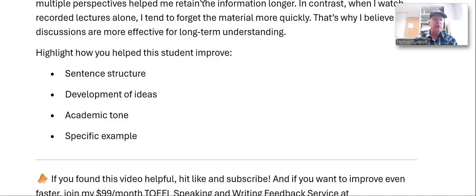So how did I hope this student improved? So the student improved in his sentence structure, development of ideas, academic tone, and by including a specific example. This is a type of feedback I provide my students to help them develop the topic, right, with more depth and with better coherence and control over language use.